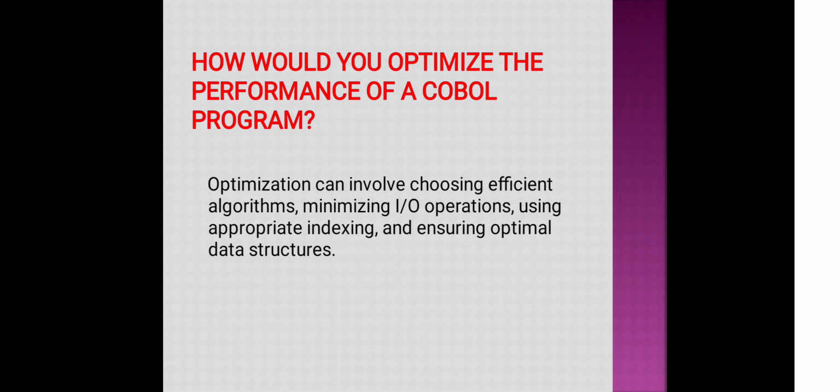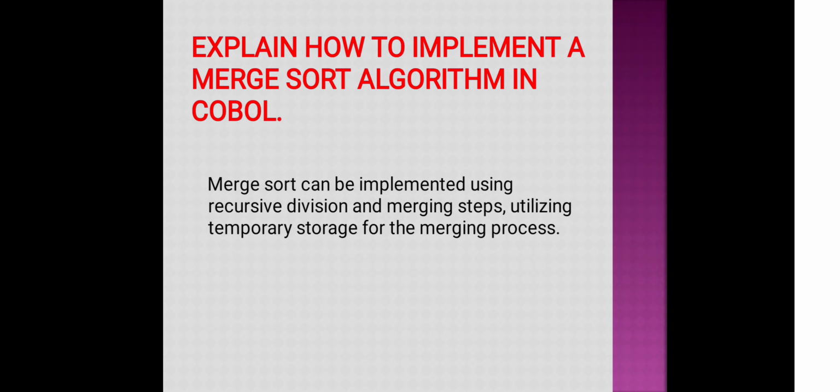How would you optimize the performance of a COBOL program? Optimization can involve choosing efficient algorithms, minimizing I/O operations, using appropriate indexing, and ensuring optimal data structures. Explain how to implement a merge sort algorithm in COBOL. Merge sort can be implemented using recursive data division and merging steps, utilizing temporary storage for the merging process.